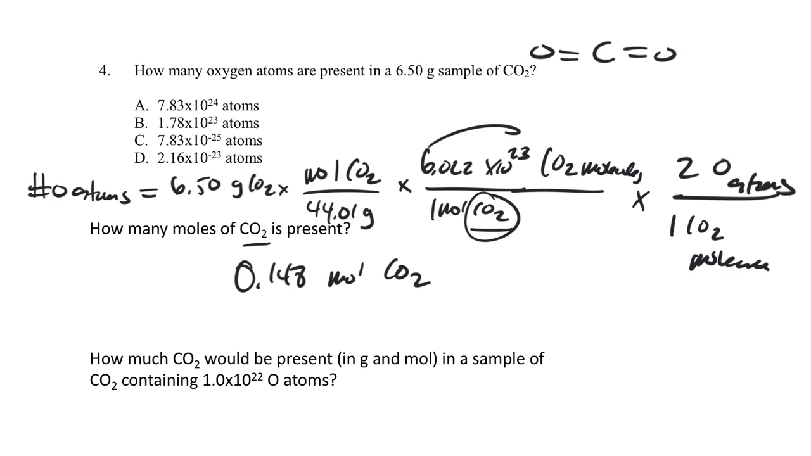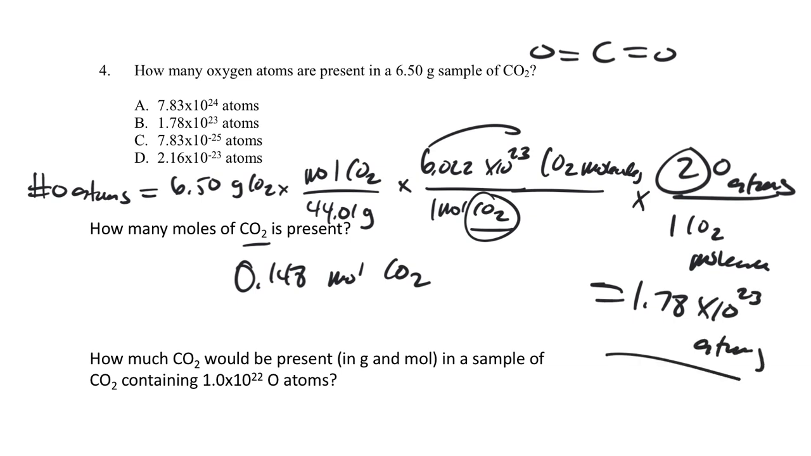So we just need to do 6.5 divided by 44.01 times Avogadro's number, and then times 2. But this 2 here is an important 2 because it's 2 O atoms per molecule of CO2. And then I arrive at a big number, 1.78 times 10 to the 23 oxygen atoms. And so we can go from mass to moles to molecules to the atoms within a sample.